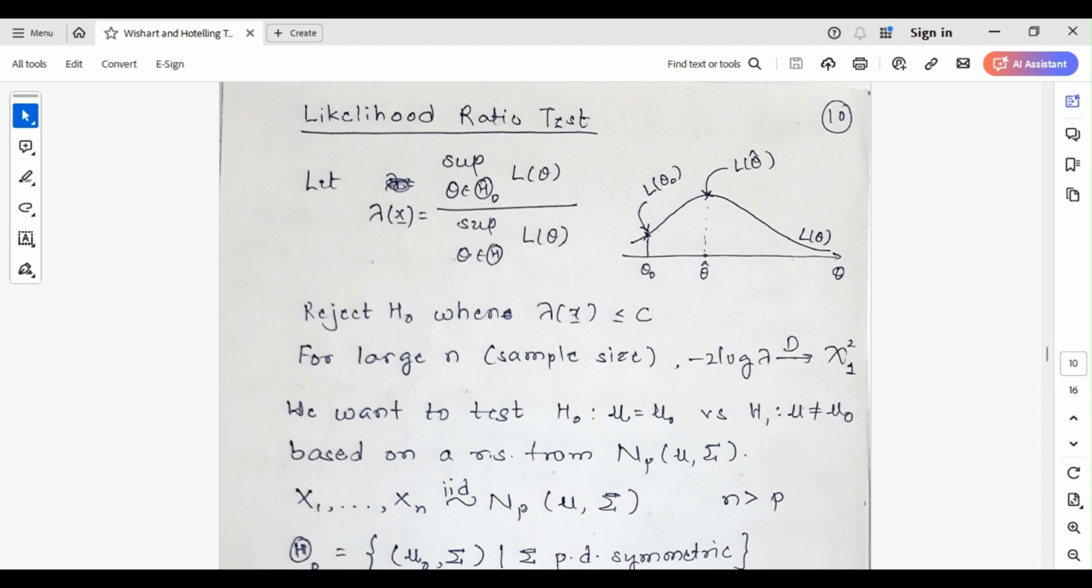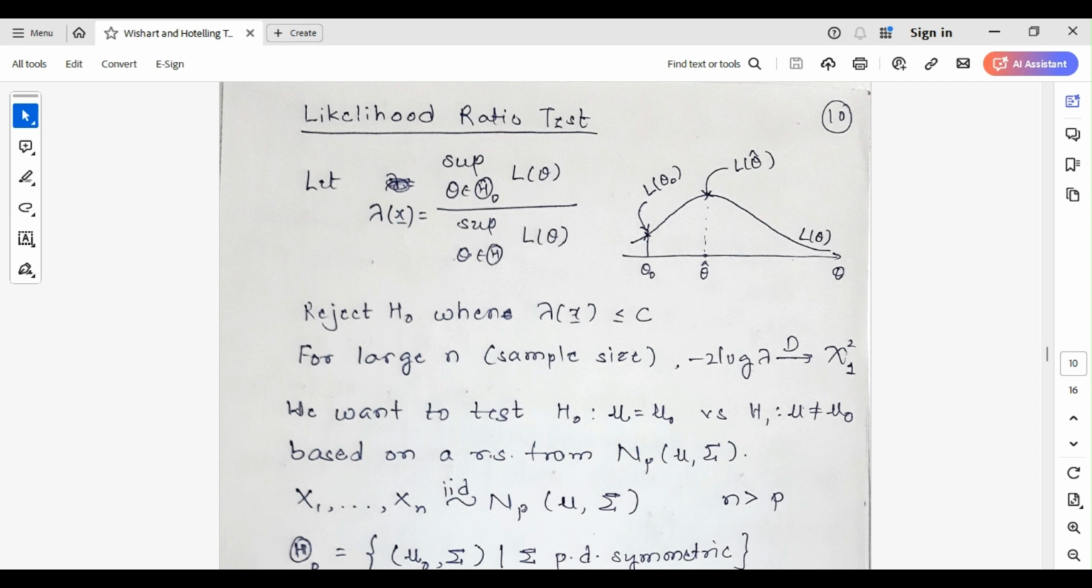So suppose the likelihood function plot looks like this over the parameter space. So here we are assuming a real valued parameter theta, and so the point at which the likelihood function reaches its maximum, that is theta hat, and the value of the likelihood function at that point will be L theta hat. So herein we are denoting that value.